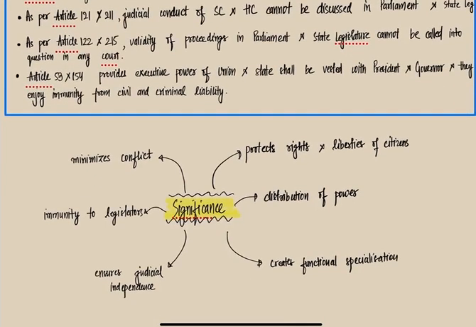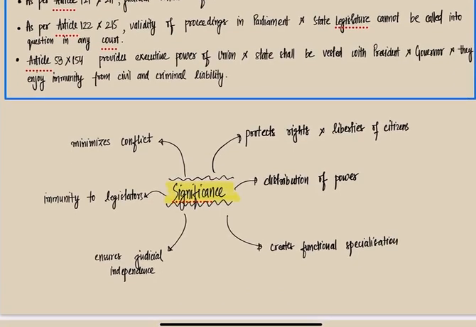Now, having discussed the constitutional articles, let's understand the significance of the concept as a whole. Firstly, separation of power protects the rights and liberties of the citizens. It ensures the distribution of power among various organs of the state. The idea here is to prevent the potential abuse of power. Further, it provides for functional specialization. Now, what is meant by functional specialization?